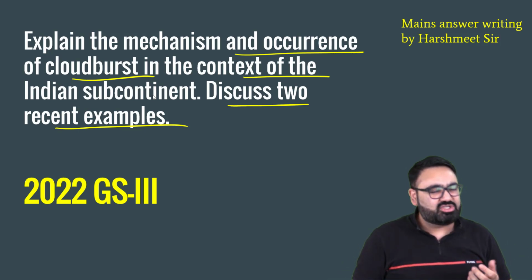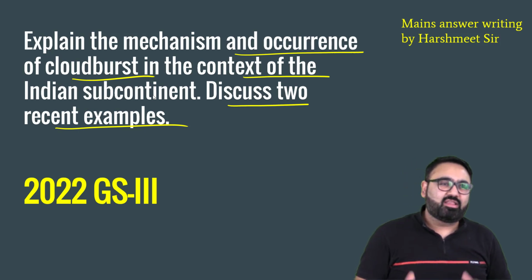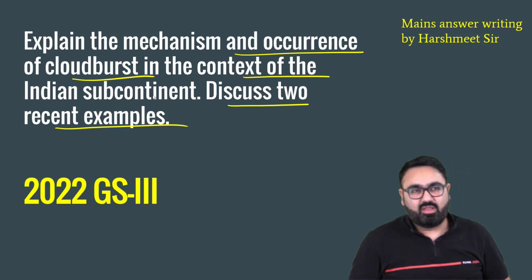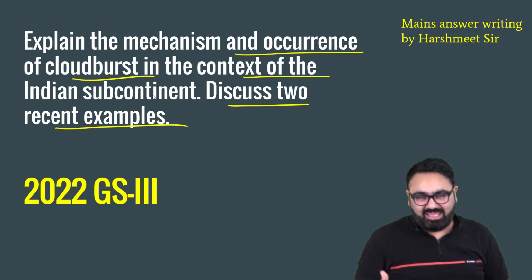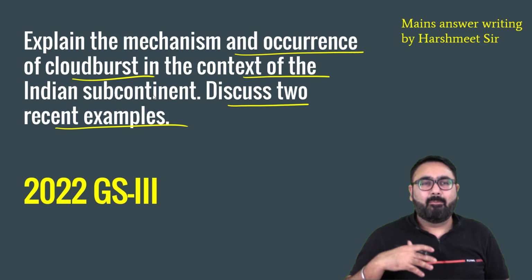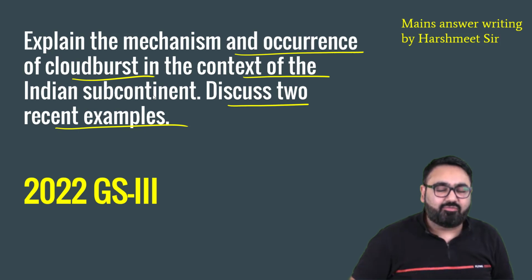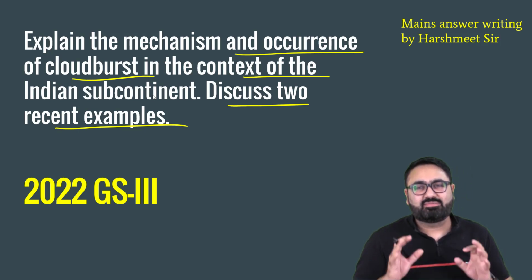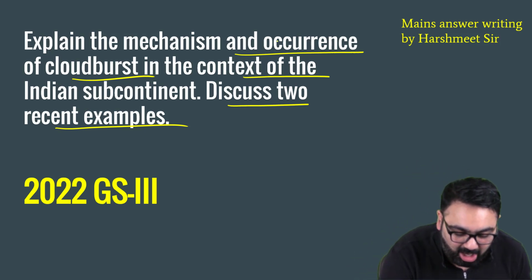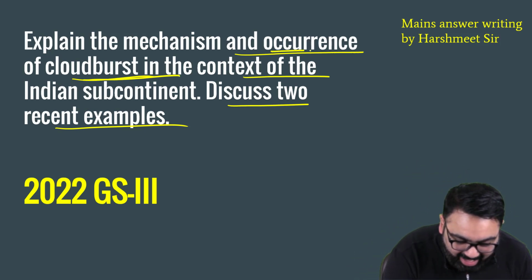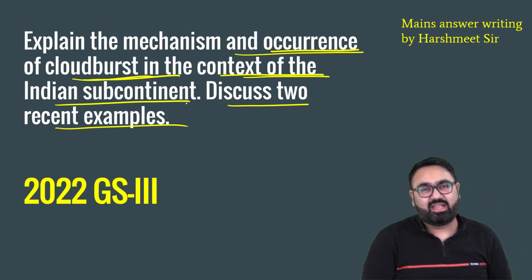Environment-based questions, geography-based questions are usually straightforward factual questions. You either know that or you don't know that. On the other hand, subjects such as, let's say, society, social justice, IR, those kinds of questions are more of you thinking and giving your own opinion. In these kinds of questions, it's not really opinion based, it's mostly just plain simple fact to be written. So you have to talk about how cloudbursts happen and basically its occurrence in the Indian subcontinent.